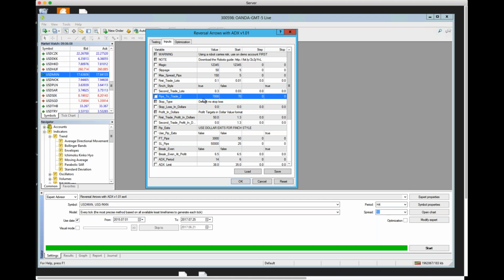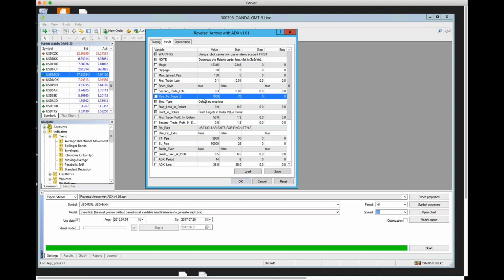Pips to trade 2 refers to the number of pips we want the market to move before a second trade is opened. This is important because if, let's say, you are allowing yourself to take 2 trades in the same direction to try to create a win, and you're trading the euro US dollar, well, the euro US dollar doesn't have a giant trading range.